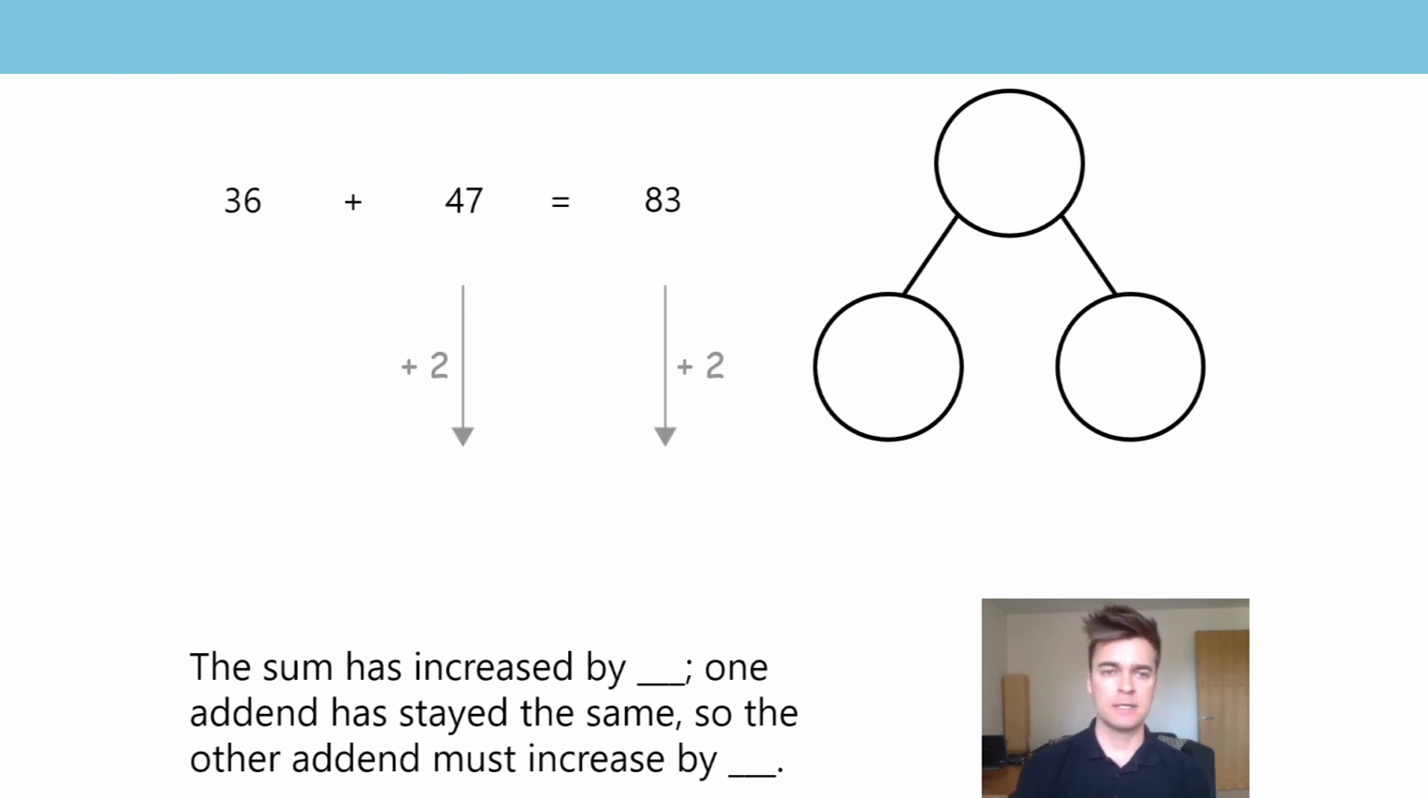Ready? So the parts were 36 and 47 and the whole was 83. The number of points increased. Slytherin's increased and the total increased, both by 2. So I can show that in those sections of the part-whole diagram. The sum increased to 85 and Slytherin's increased to 49.